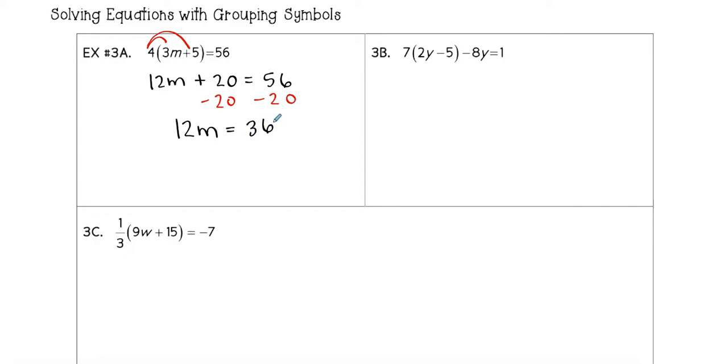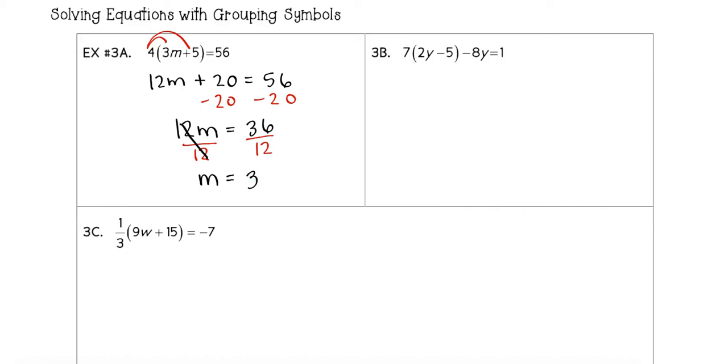All right. I have a 12 being multiplied to my m. Opposite of multiplying by 12 would be dividing by 12. So divide each side by 12. Those are going to simplify and give me 1. So I have 1 times m, which is m, equals 36 divided by 12. How many times does 12 go into 36? 3 times.